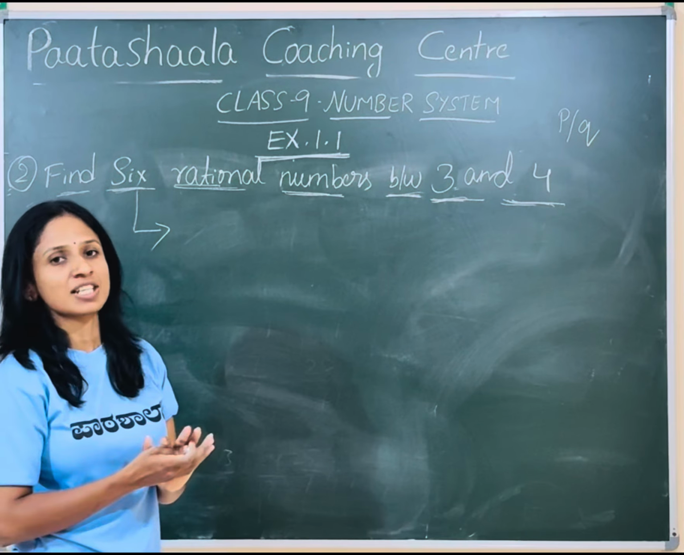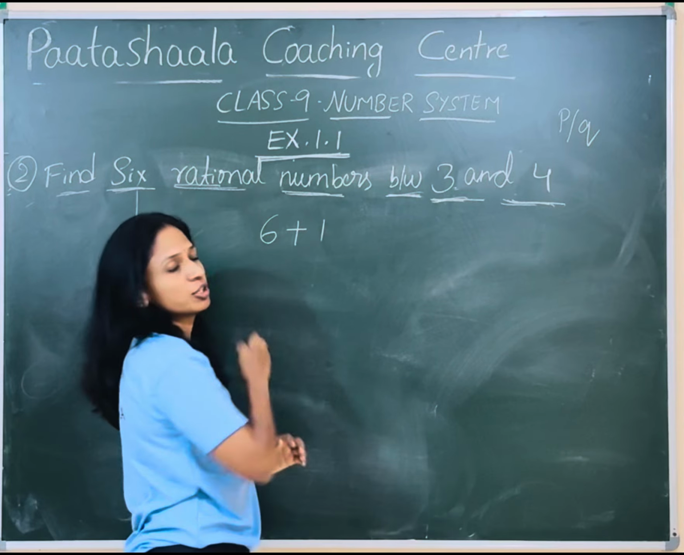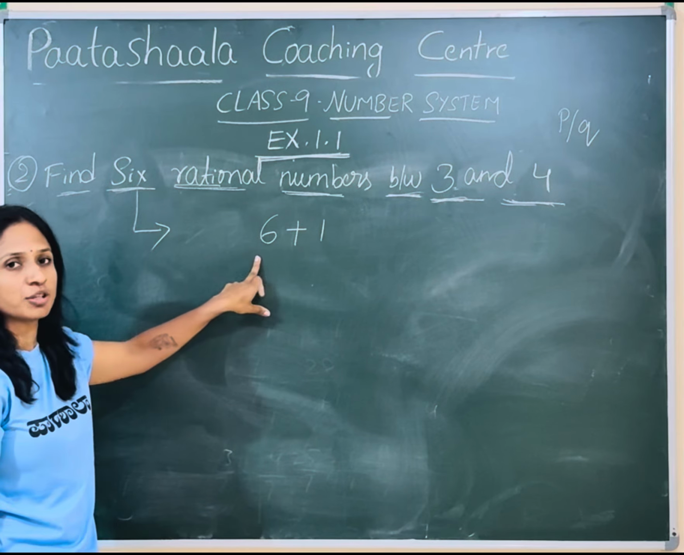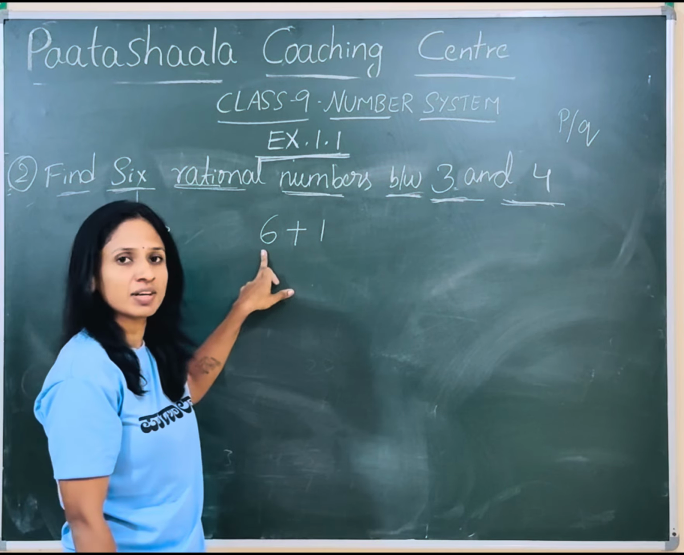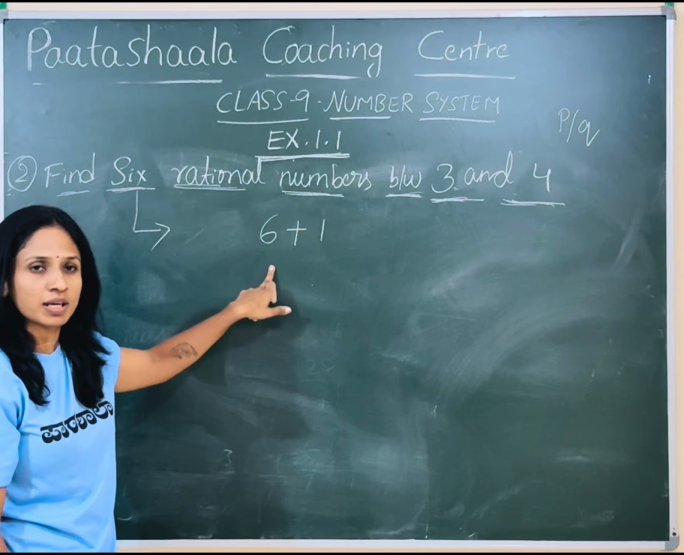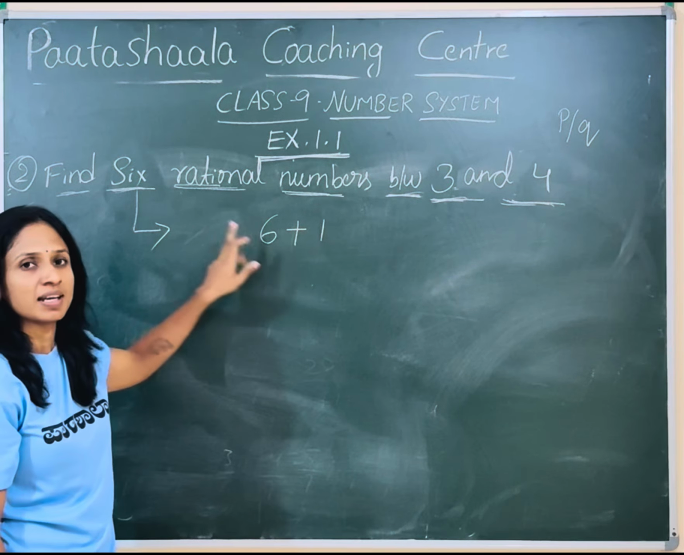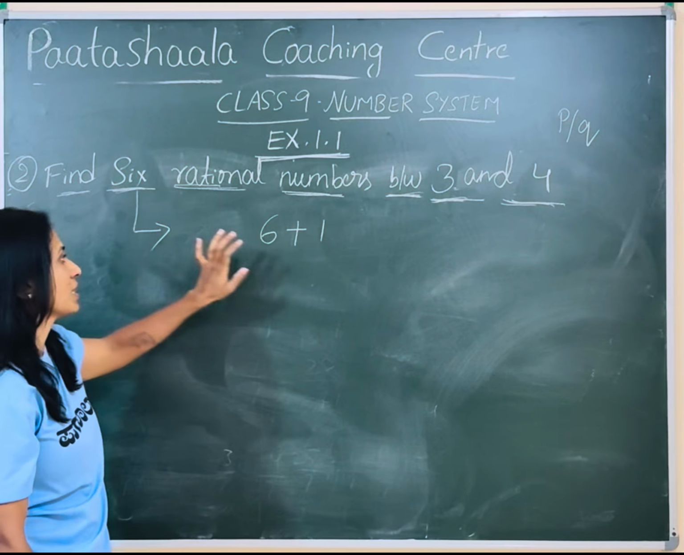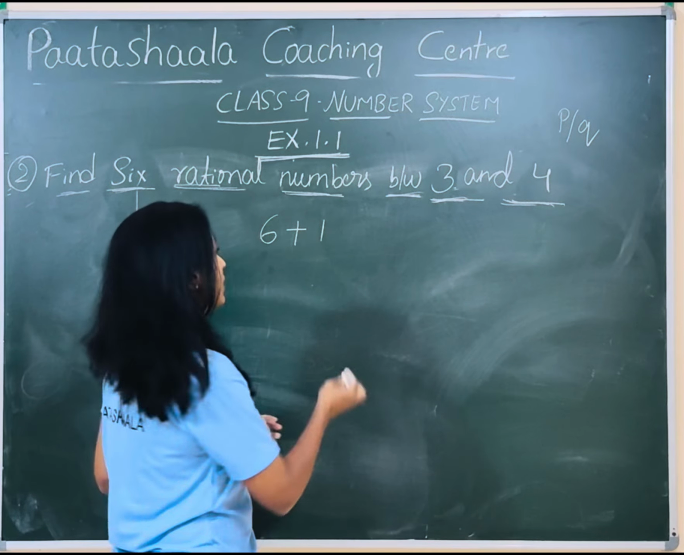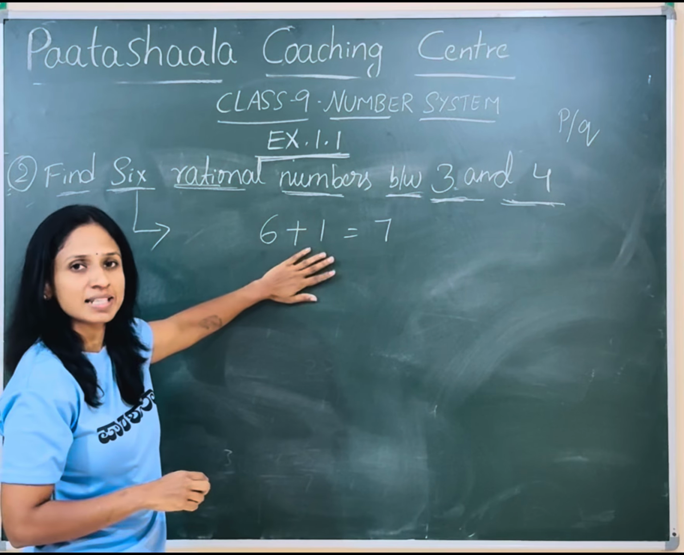For the 6 rational numbers, what we have to do is add 1 to that 6. If they have asked for 7 rational numbers, we need to add 1 to the 7. If they have asked for 8 rational numbers, it will be 8 plus 1. If they have asked for 9 rational numbers, it will be 9 plus 1. Now they have asked for 6 rational numbers, so we increase that number by 1. 6 plus 1 is 7. This is step 1.